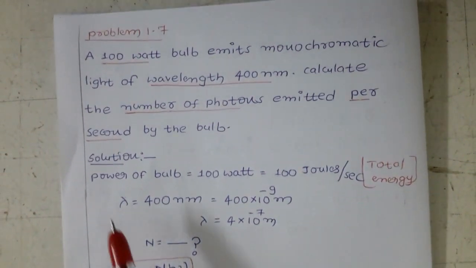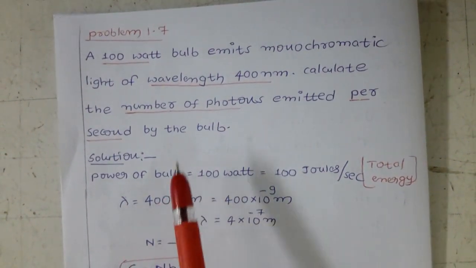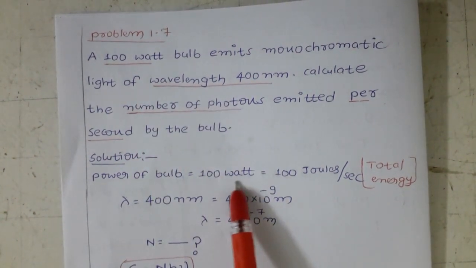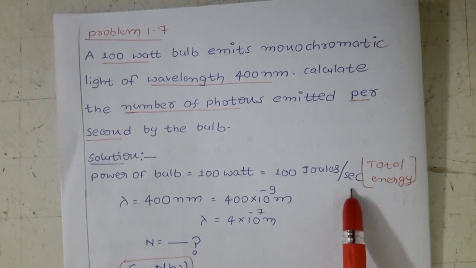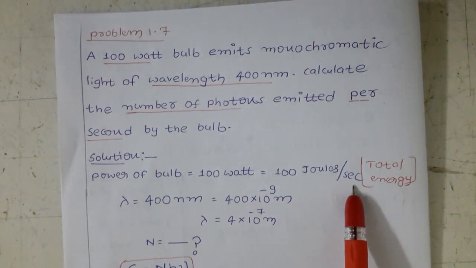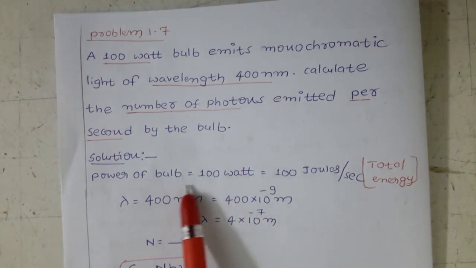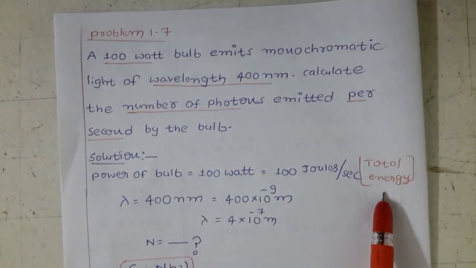Okay, what is given here? Power of bulb. How much is that? 100 watt. Okay, here you know very well, watt means nothing but joule per second. Means this much energy is coming per second. Okay, this is the total energy of the bulb.